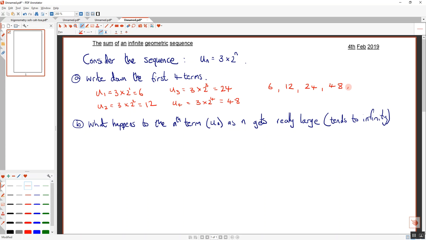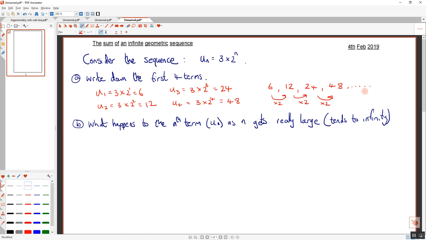Okay? We can see that this is a, what type of sequence? Geometric, because it is going up by a common ratio of 2. Right, okay, good. R is equal to 2 in this case. And we can also see, okay, we've got a 2 up here. That represents our common ratio.